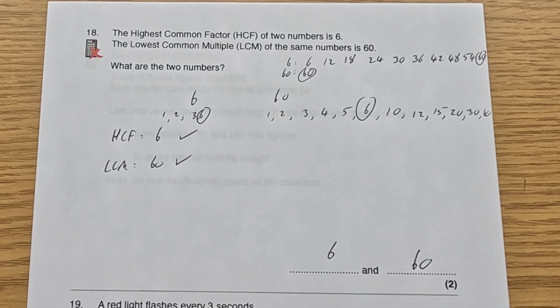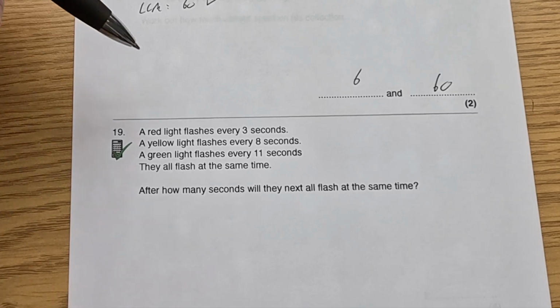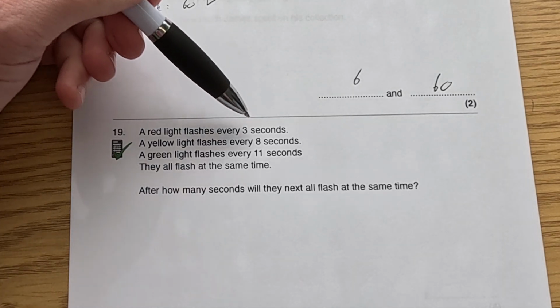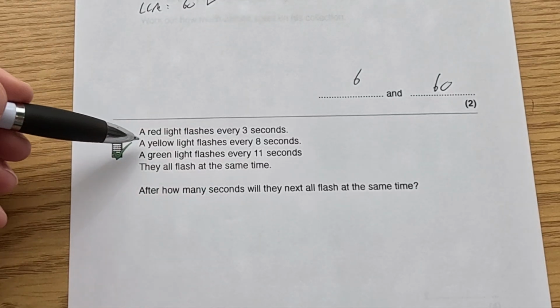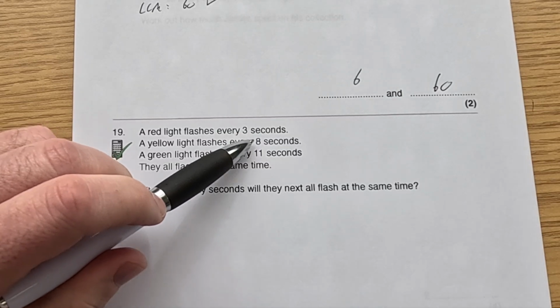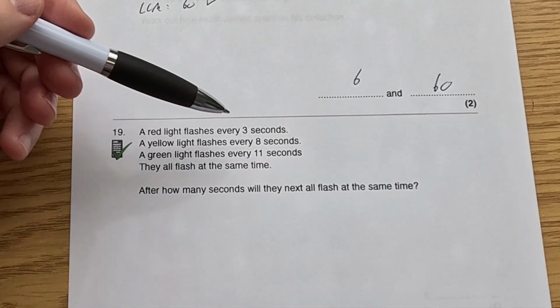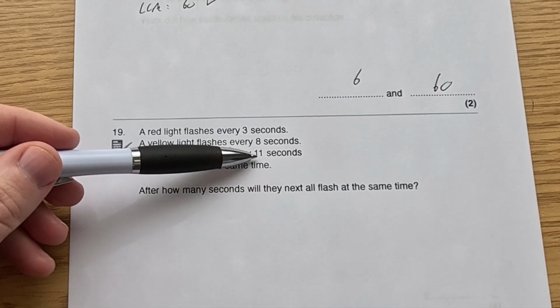Okay, let's have a look at our next question, question number 19. So question number 19 says a red light flashes every 3 seconds. That'll be 3, 6, 9, 12, and so on. A yellow light flashes every 8 seconds. So that would be 8 seconds, 16 seconds, 24 seconds, and so on. And a green light flashes every 11 seconds. So 11, 22, 33, 44, and so on.